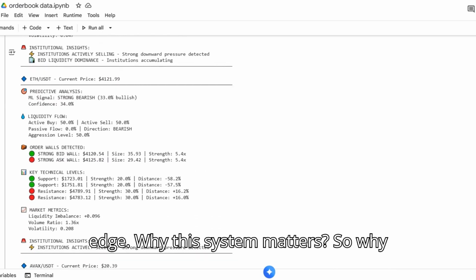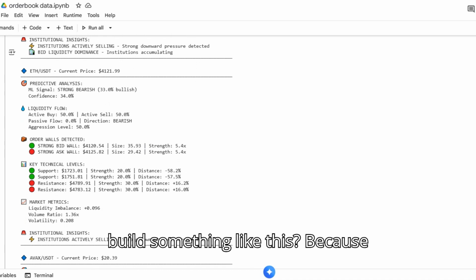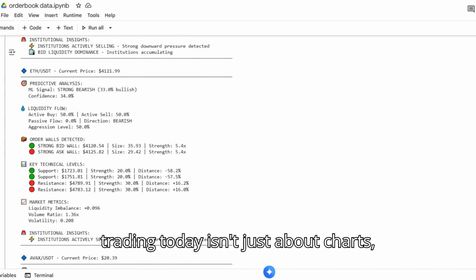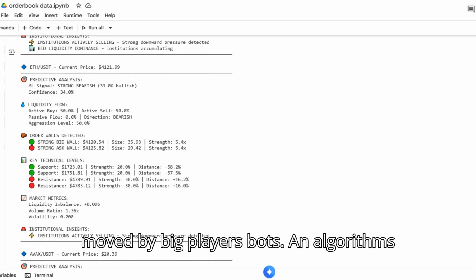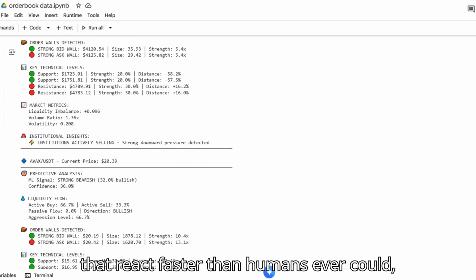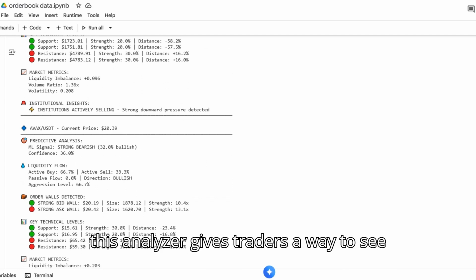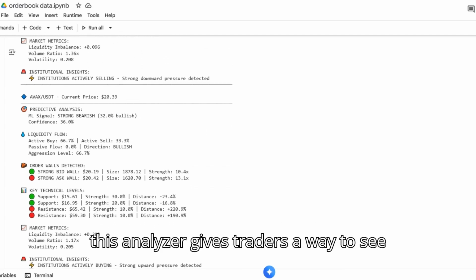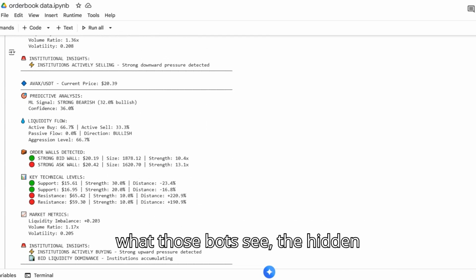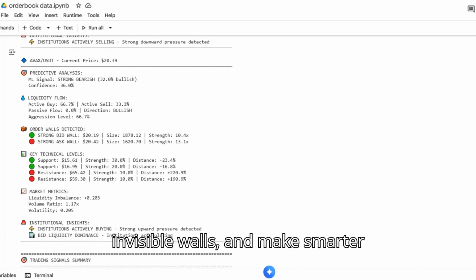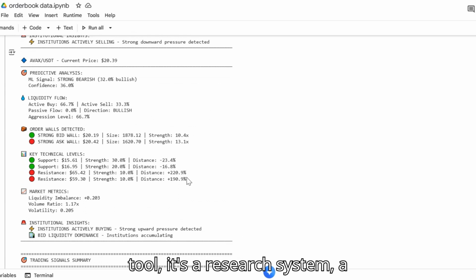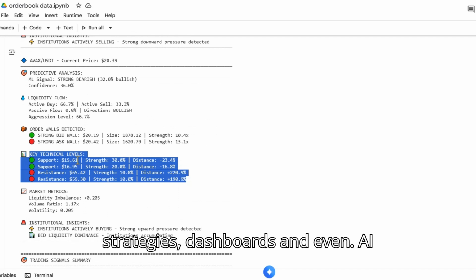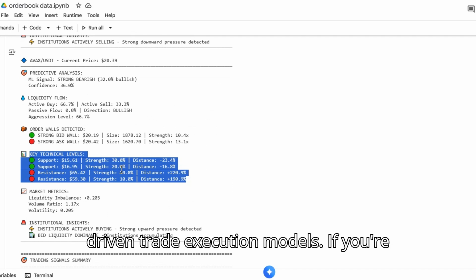Trader's Edge. Why this system matters. So why build something like this? Because trading today isn't just about charts. It's about data intelligence. Markets are moved by big players, bots, and algorithms that react faster than humans ever could. This analyzer gives traders a way to see what those bots see. The hidden liquidity, the silent accumulation, the invisible walls, and make smarter decisions. It's not a get-rich-quick tool. It's a research system, a foundation for creating automated strategies, dashboards, and even AI-driven trade execution models.